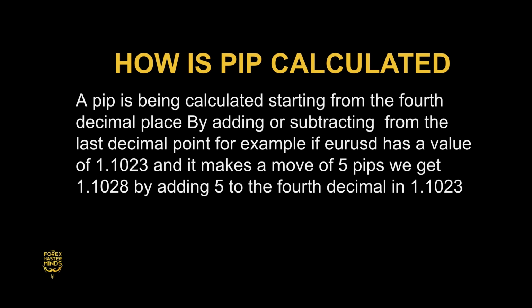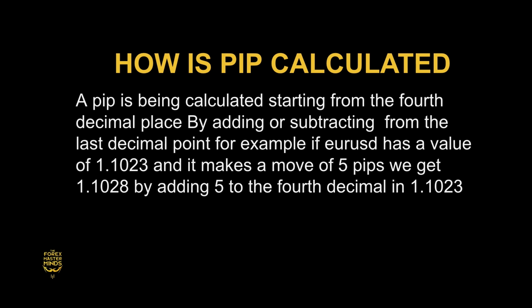Okay? How is a PIP calculated? A PIP is calculated starting from the fourth decimal place by adding or subtracting from the last decimal point. For example, if your USD pair has a value of 1.1023 and it makes a move of 5 pips, we get 1.1028 by adding 5 to the fourth decimal point. The same applies if your pair is at 1.1023 and makes an increment of 10 pips: you add 10 to the fourth decimal point, which gives 1.1033. All right, these examples are in a buy scenario.